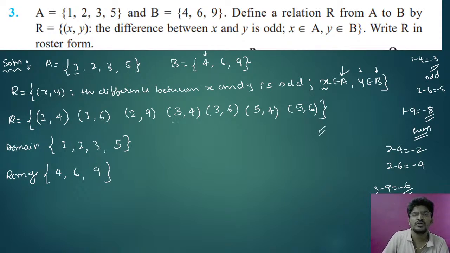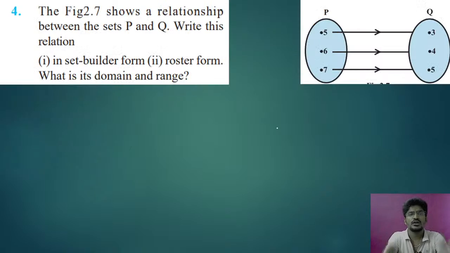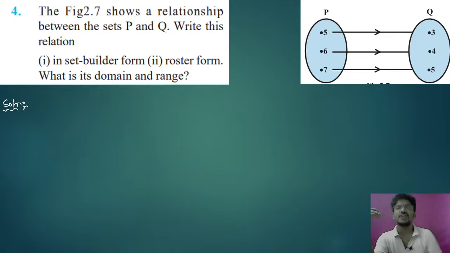So in the roster form, this many ordered pairs you must get. First you think, have you understood how to write it in the roster form? First you quickly tell me. If you have understood, then it is very good. See this. Very important concept, and it has a very big impact in solving so many types of CET problems, JEE Mains problems, as well as your second year problems.